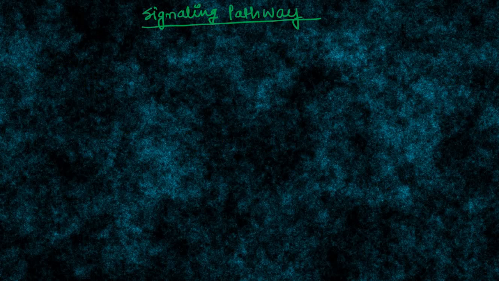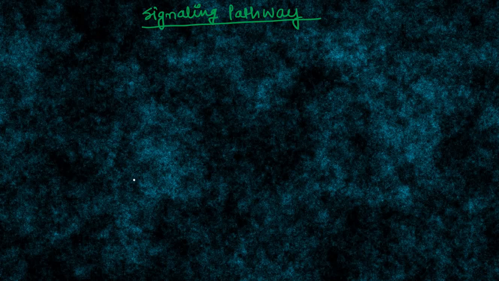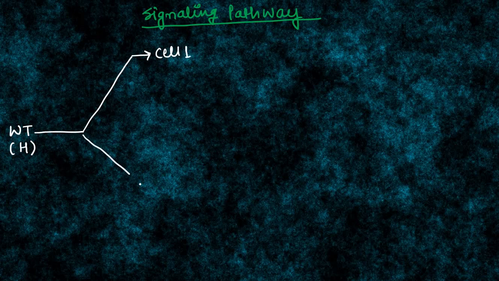Now let's proceed with the signaling pathway, and see what events are responsible for the formation of the anchor cell and the uterine precursor cell. As I informed earlier, let's first consider the wild type hermaphrodite, where H stands for hermaphrodite. It will have two types of cells. Let's consider one as cell 1, and the second as cell 2.